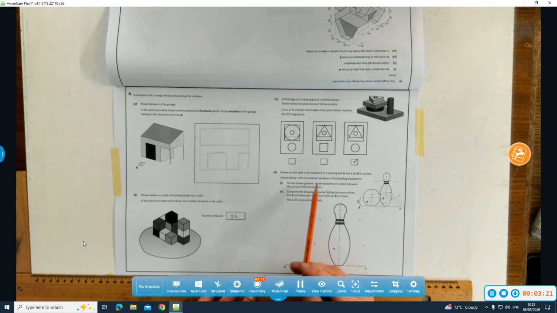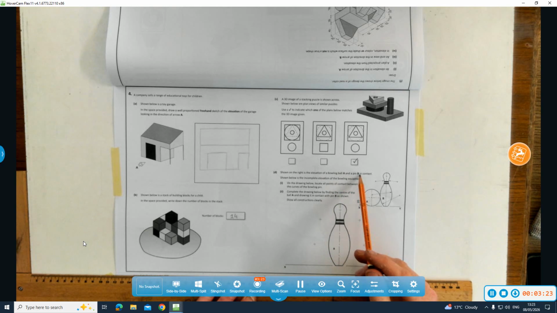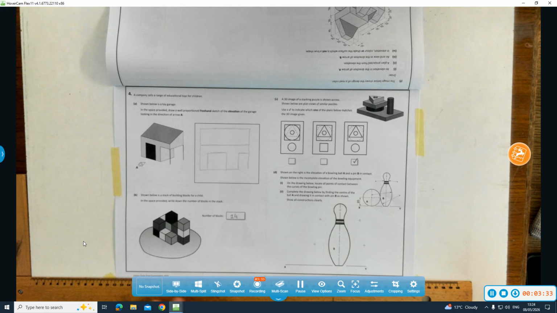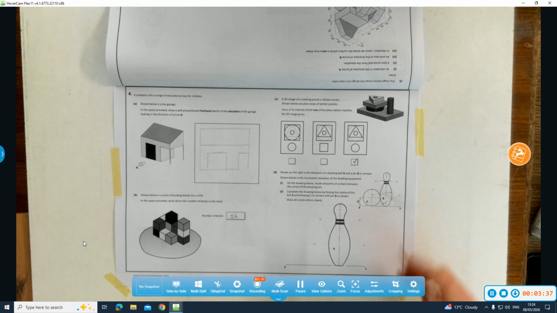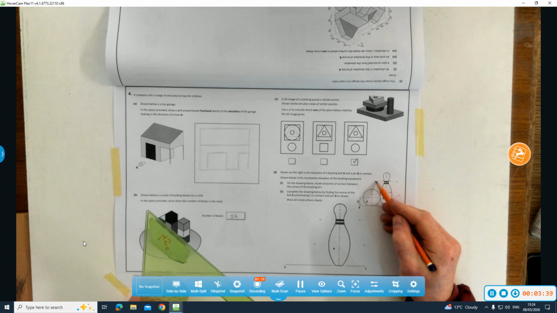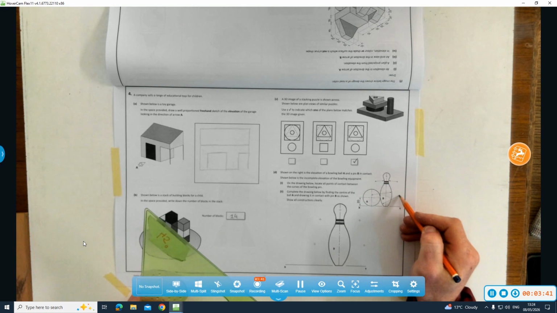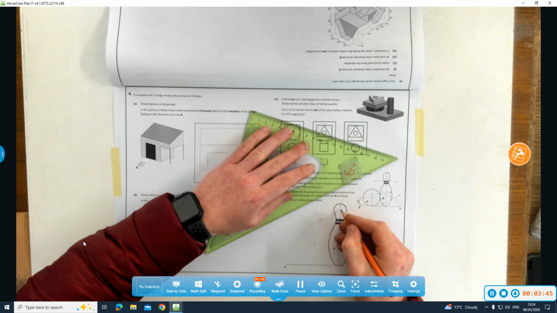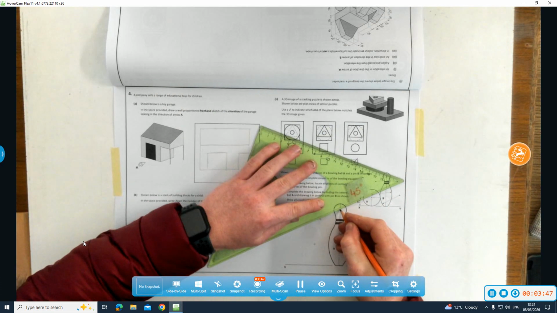Shown on the right is an elevation of a bowling ball A and pin in contact. Shown below is the incomplete elevation of the bowling ball equipment. On the drawing below, locate all points of contact between the curves of the bowling ball and pin. For this one, remember, we need to join the centres of our circles. So this is the centre of this one, and then you have this one over here as a centre, and this one as a centre. I'm going to focus on the point of contact here first. So you join your centres.